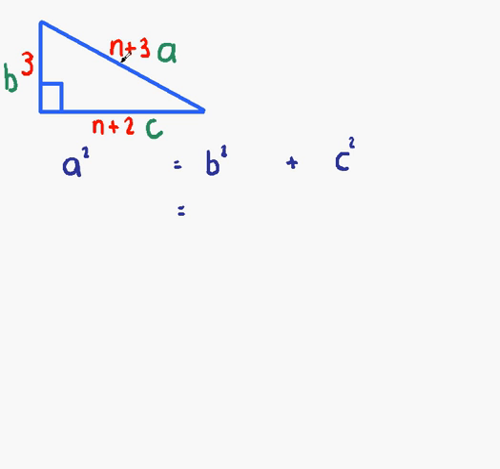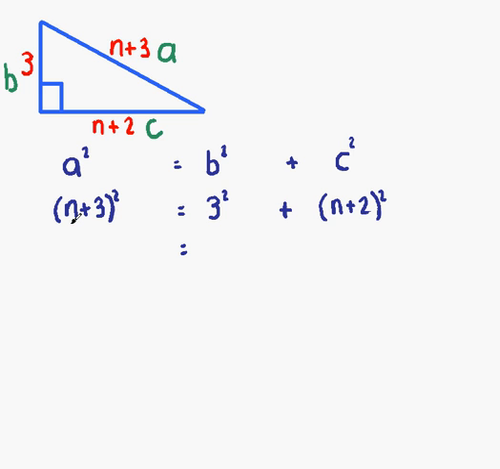We know that a is represented by n plus 3, so we can write that n plus 3 squared equals b squared. B is 3, so that's 3 squared plus n plus 2 squared. So now we have our equation containing n. What we need to do next is remove the brackets and then solve for n.